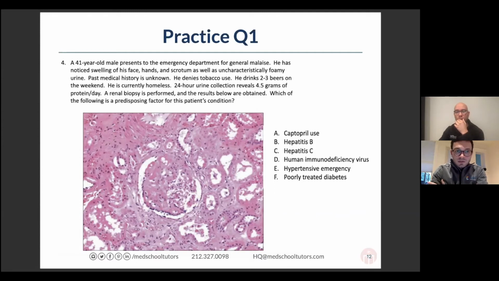Which of the following is the most predisposing factor for this patient's condition? Awesome. So I actually have to make a diagnosis, and then, in a second order fashion, talk to the predisposing factor to this patient's condition. So then I'm going to read the vignette, right? Reading the last line first helps me from having to read over and over again to find clues, because now I really just need to know that I'm reading this question to diagnose this guy, and then I have to just know a fact about that disease. So he has malaise, swelling in his face, hands, and scrotum, and uncharacteristically foamy urine.